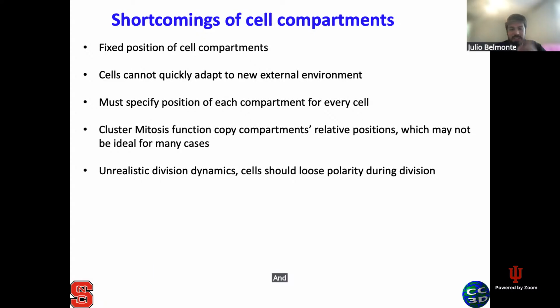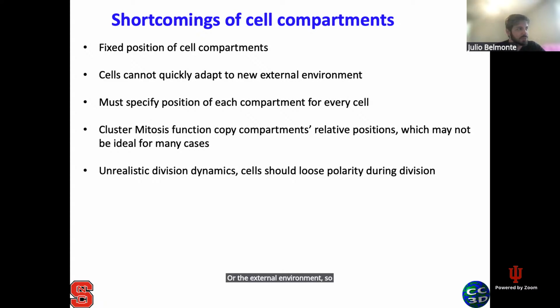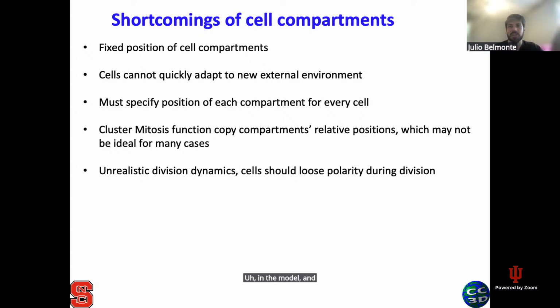And the other thing is that usually that's not how division happens in epithelial cells. The cell first loses the polarity, divides, and then restarts with the polarity, and those different proteins find their way according to the neighbors or the external environment. So that makes things even worse. You're not only doing it wrong, you're doing it wrong in a way that does not help you in the model and also does not reflect the biology. Okay, so the division is a problem.